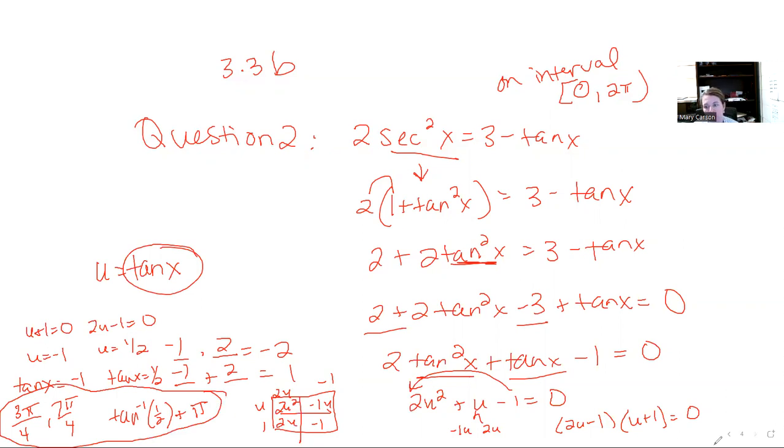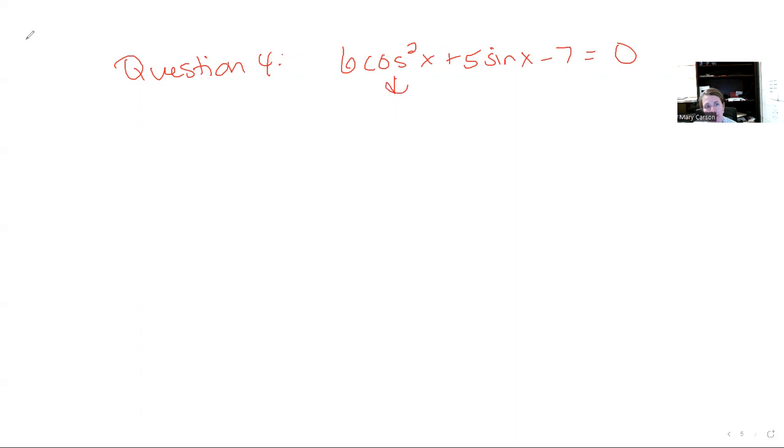All right, last question I'm gonna do. Question 4. All of these are kind of similar questions, so hopefully this helps. This is 6 cosine squared of x plus 5 sine of x minus 7 equals 0. And again, you want to change something so that they all have the same trig value. So I'm going to look at this. I'm going to say, okay, cosine squared of x. If you remember one of your trig identities, sine squared of x plus cosine squared of x equals 1. So cosine squared of x is the same thing as 1 minus sine squared of x.